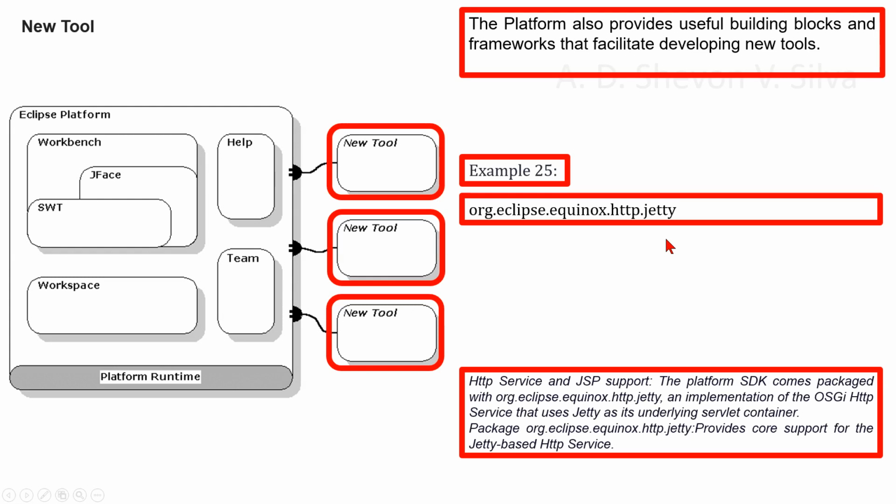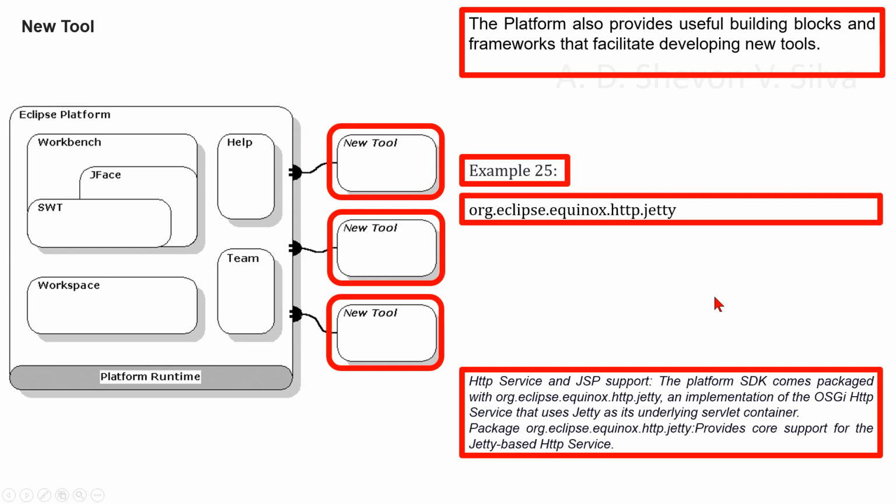In an OSGi web application, the OSGi HTTP service replaces the use of web.xml deployment file. The HTTP service provides means to register servlets and resources in a manner more consistent with dynamic environment in Eclipse, where bundles can come and go. The platform SDK comes packaged with org.eclipse.equinox.http.jetty, an implementation of OSGi HTTP service that uses Jetty as its underlying servlet container. This implementation allows customization and configuration of many of the server settings important for integration.